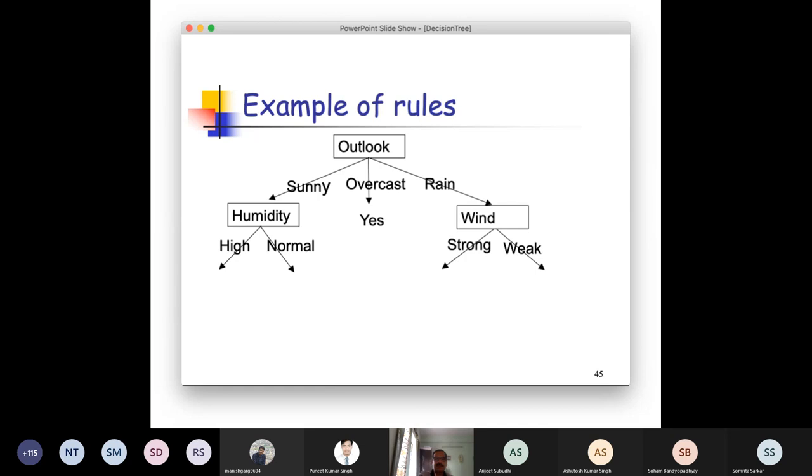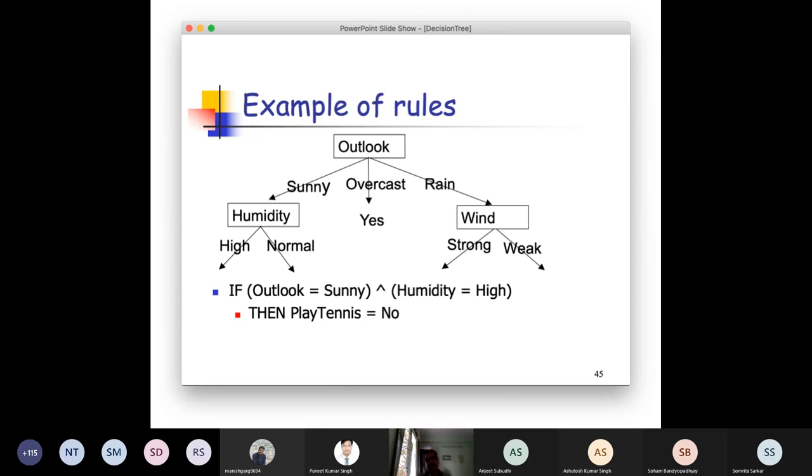So one of the examples of rules here, you can see, I think these labels are missing. Humidity is high or normal. One of these is no, another is yes. Wind strong or weak. One of these is no, another is yes. Right. So it is missing in my diagram. So anyway, let us see.